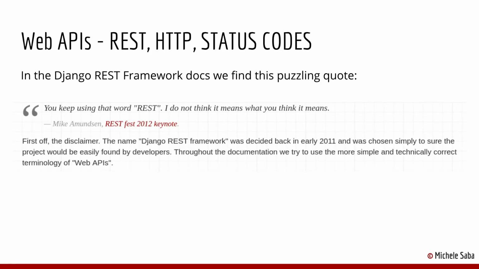First off, the disclaimer. The name Django REST framework was decided back in early 2011 and was chosen simply to ensure the project would be easily found by developers. Throughout the documentation, we try to use the more simple and technically correct terminology of web APIs.